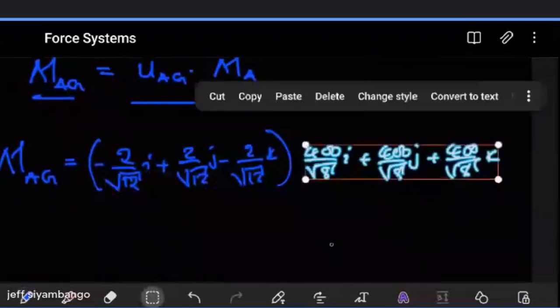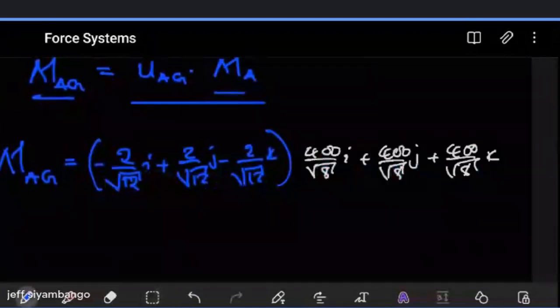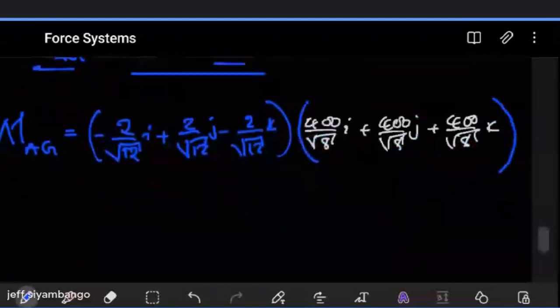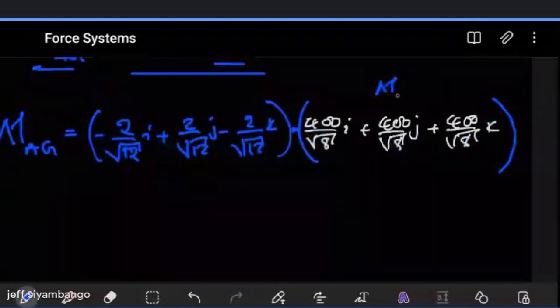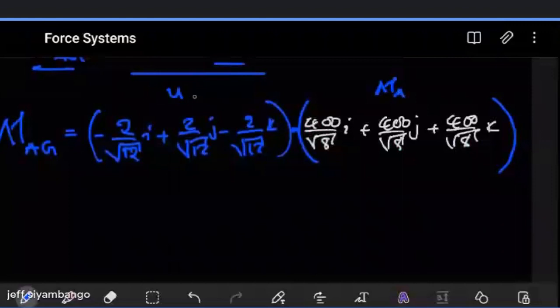So this was my moment about A. I've just copied it from where we did it earlier on. So once we've done that again, this is a dot product I am evaluating. This is my moment about the point A. And this is my unit vector pointing in the direction of AG, in the direction of my axis.